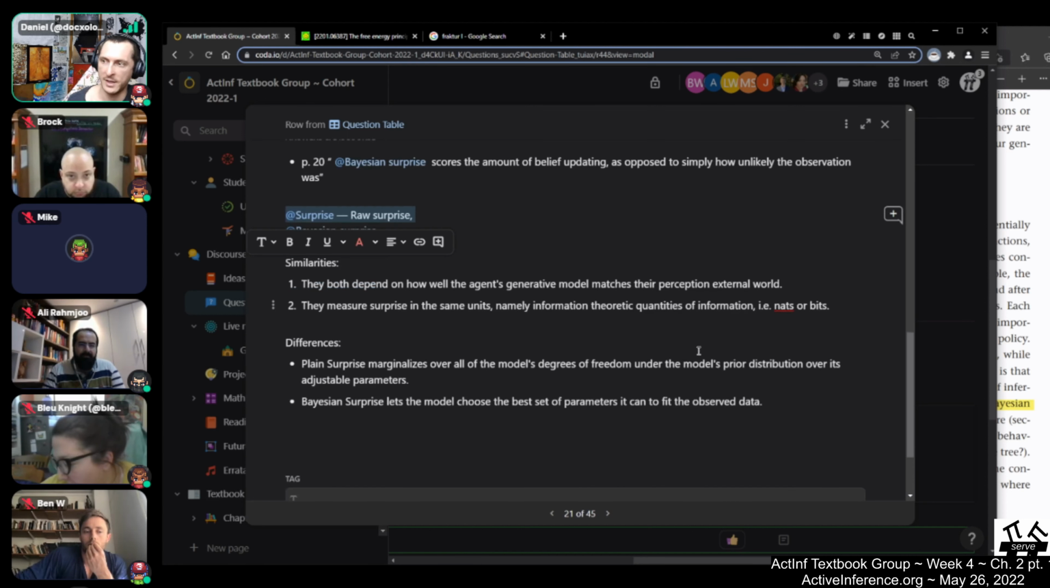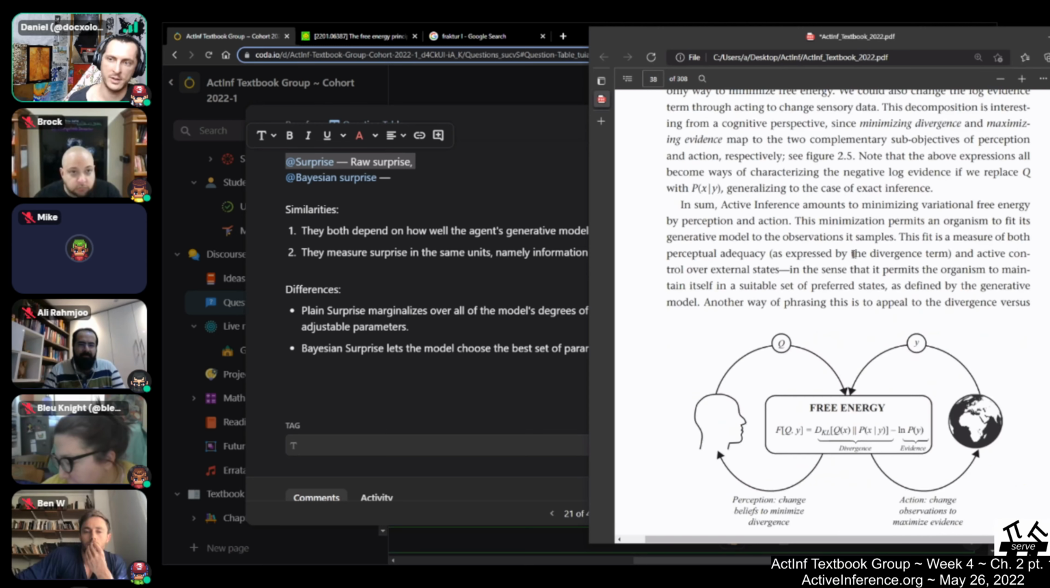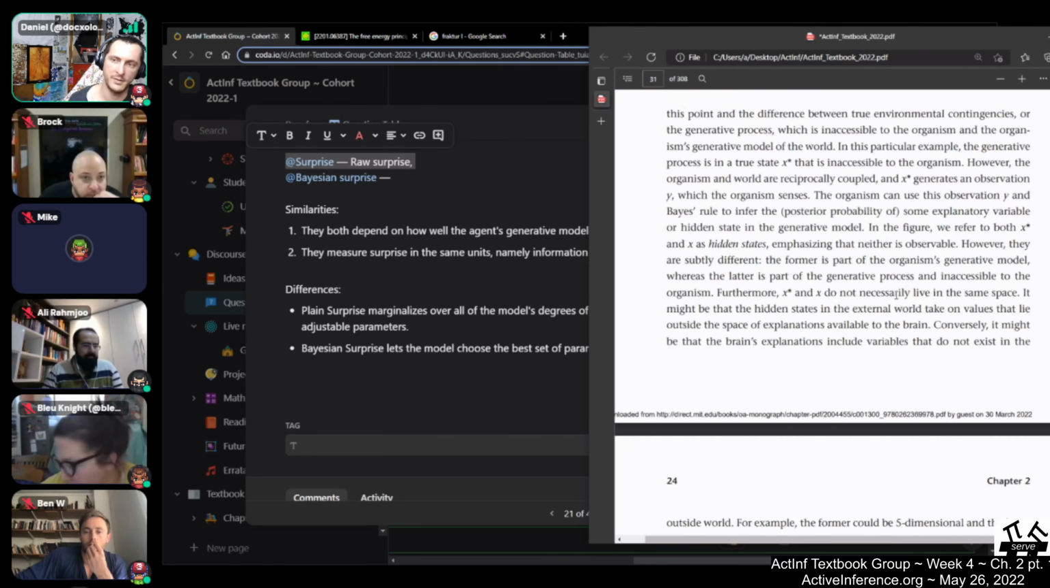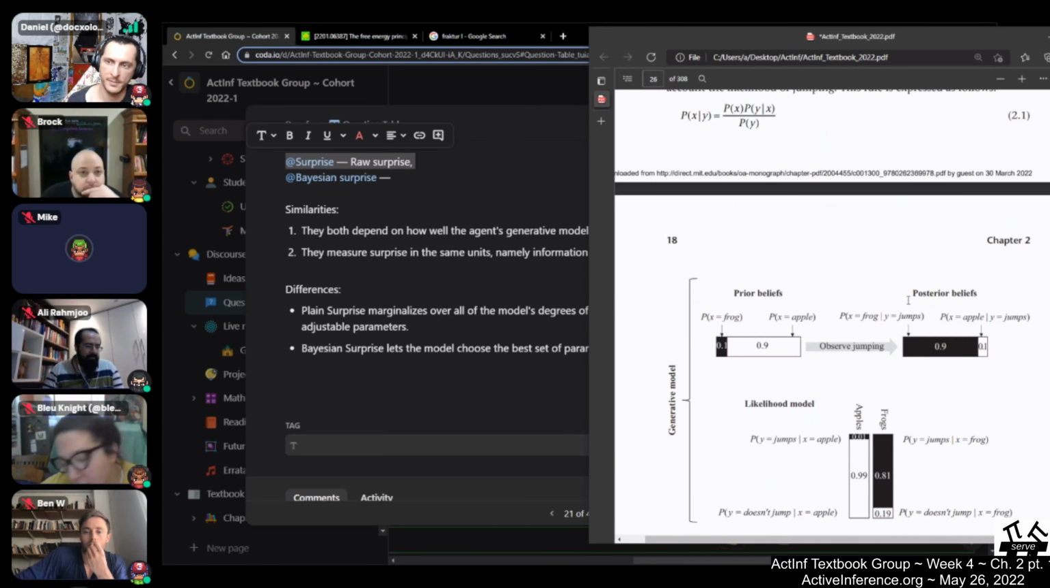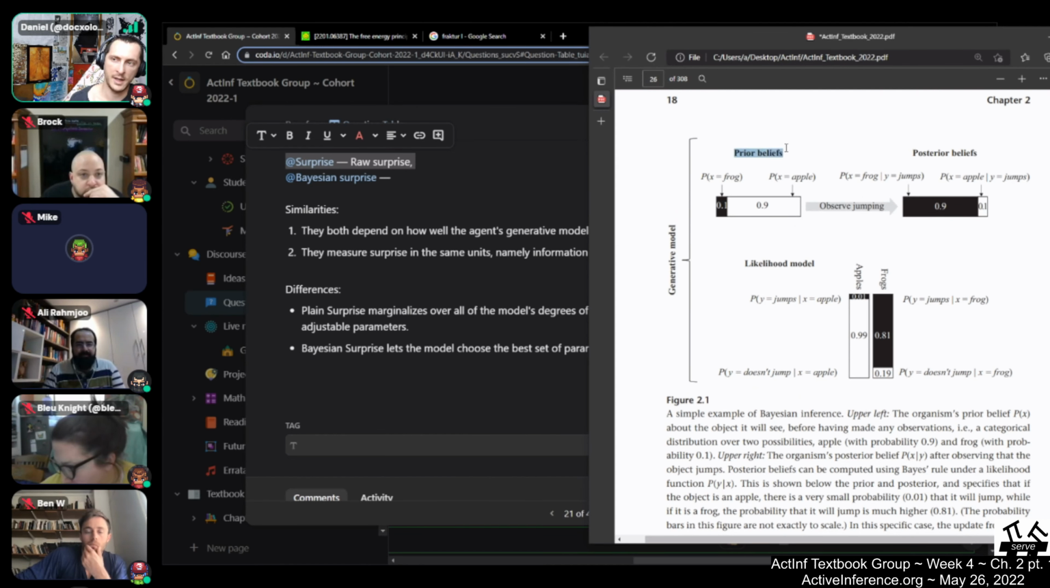So let's look at the figure where there's a graphical overview of this apple and the frog. This is giving some graphics and words to fill in this apple-frog example. Initially, the person has this likelihood model in the back of their head, where they have beliefs about how likely apples are to jump, they do it 1% of the time, and how likely frogs are to jump, they do it 81% of the time. That's the likelihood. That's about how observations depend on hidden states of the world.